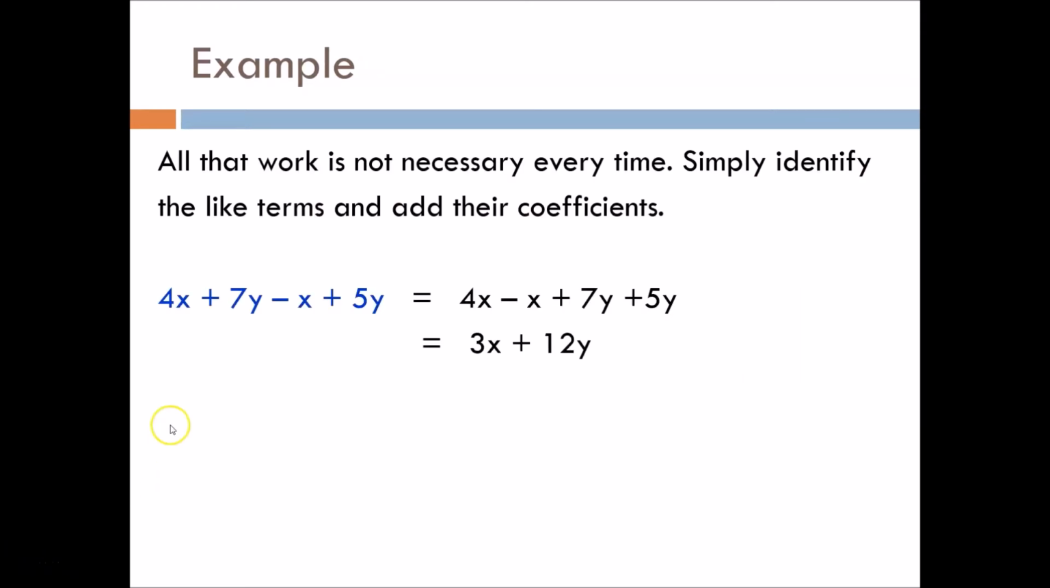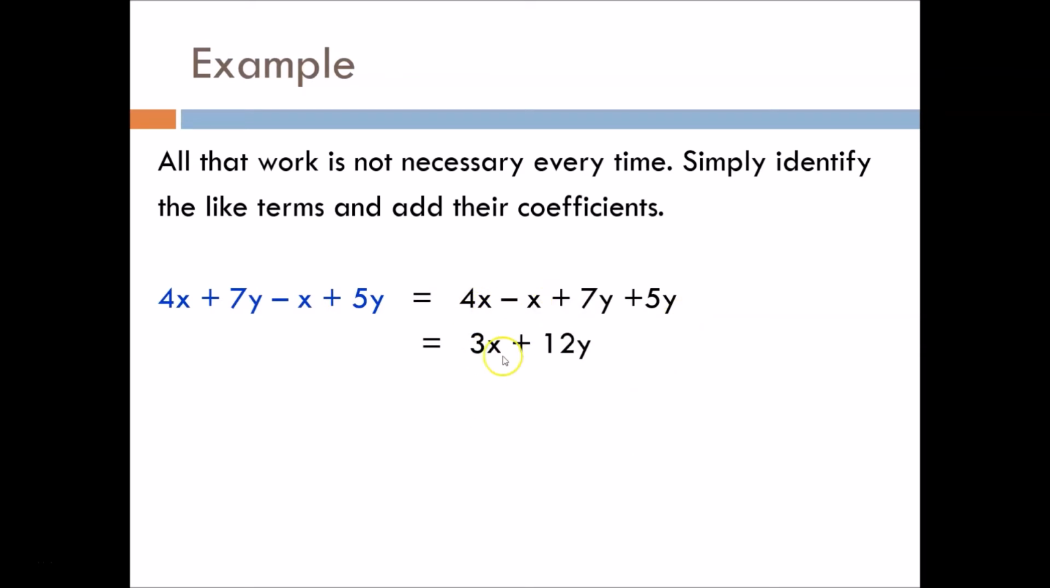Okay, take a look at this example. 4x plus 7y minus x plus 5y. You can see that we can go ahead and combine like terms. We can actually rewrite them in order to avoid confusion. So let's start with the 4x minus x plus 7y plus 5y, and then we proceed with addition and subtraction.